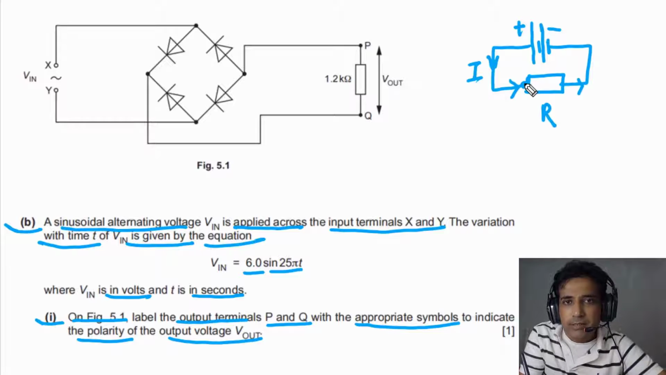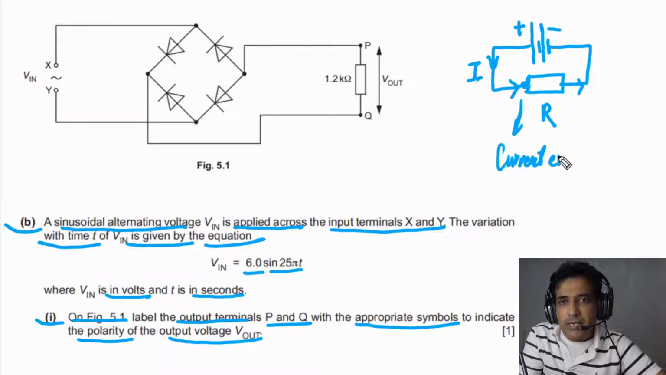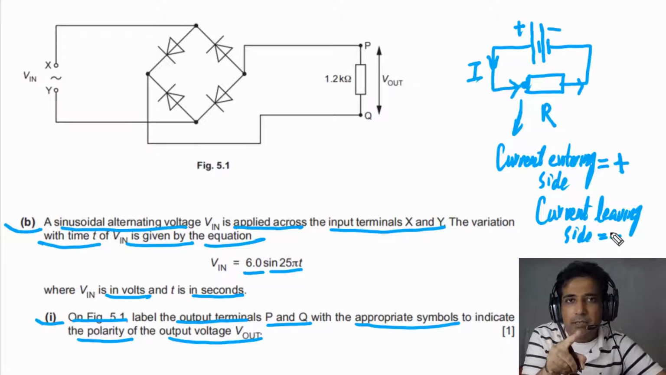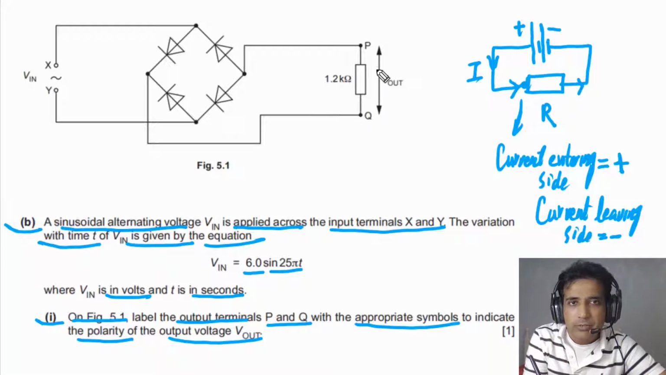Now we need to understand this side is the current entering side. The current entering side is connected with the positive terminal of the battery, so we will mark this side positive. The current leaving side is connected with the negative terminal of the battery. And we will use this understanding to mark the polarity of this resistor, meaning the polarity of the output.